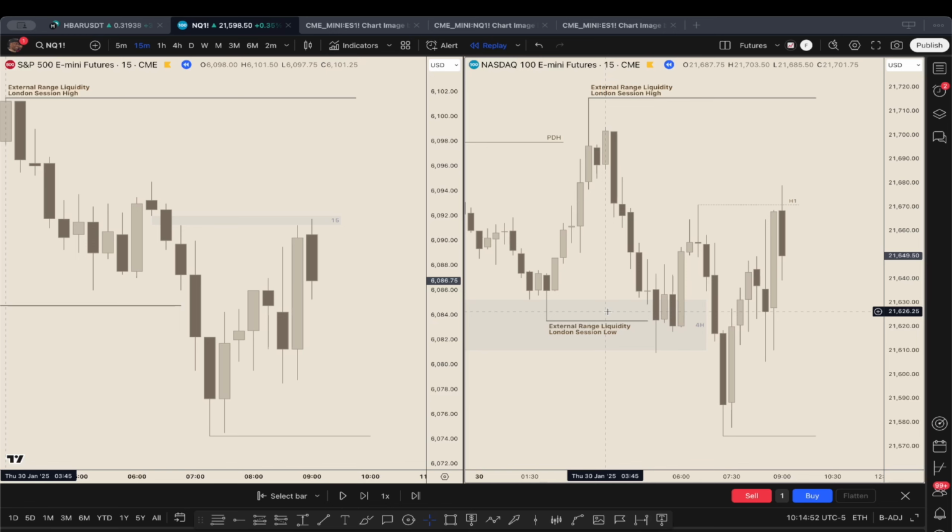Morning. So January 30th, today's setup came from a higher time frame setup stemming from the 4 hour. So I have NASDAQ here on the right, and you can see how price actually dropped into this 4 hour imbalance, taking out the London session low around 5:15.